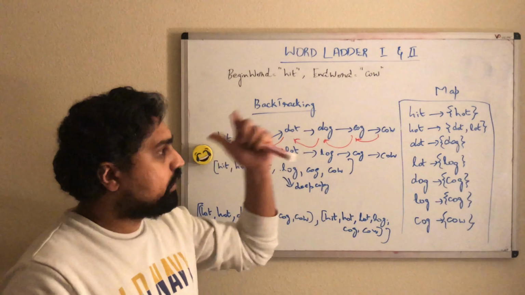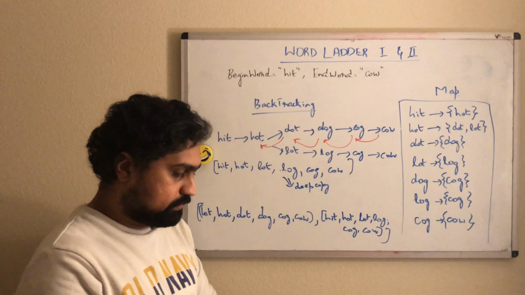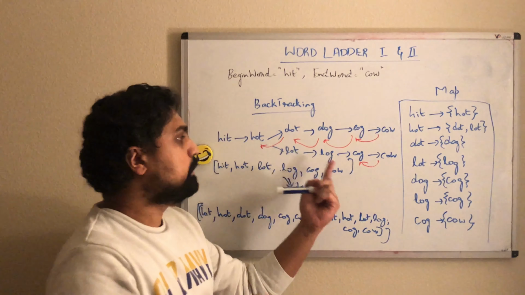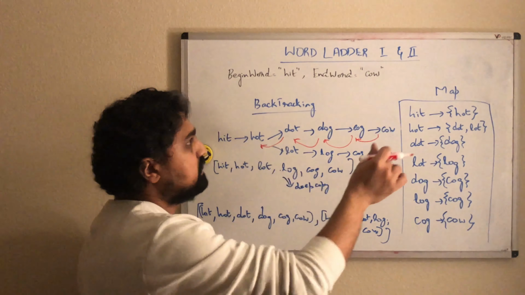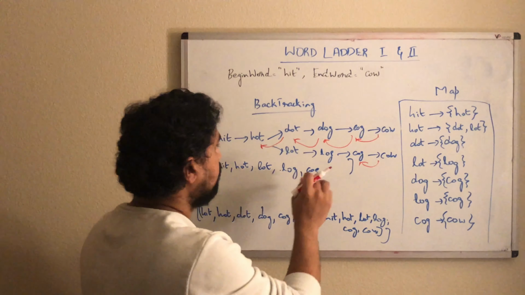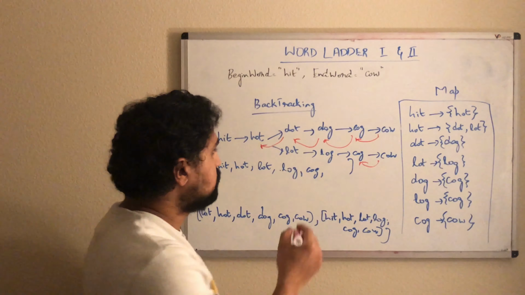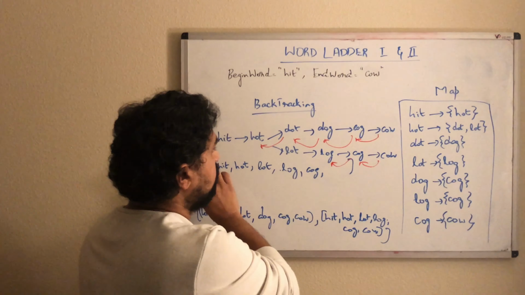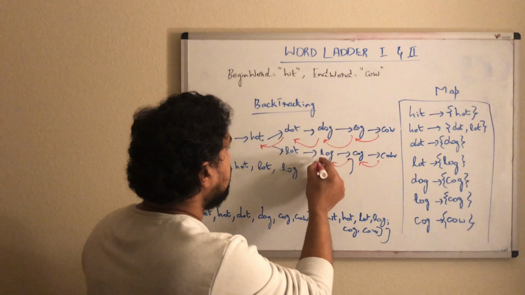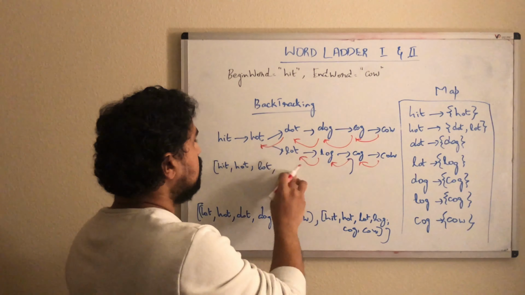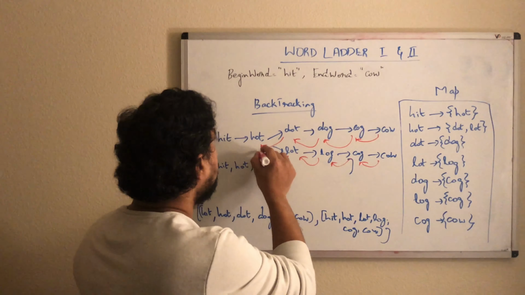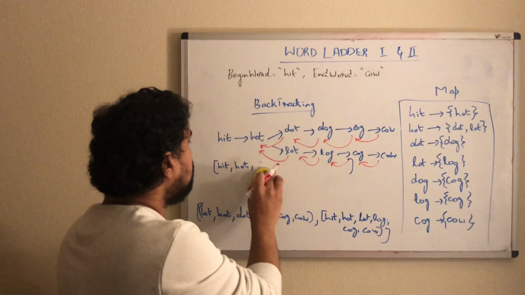Now once again we backtrack and try to find out if there are any other solutions possible. From this end word cog, whenever we backtrack, we remove that word from this list. We have already done this deep copy. Now from cog there are no other possible solutions, so we backtrack and remove this word. From log there are no other solutions possible, so we backtrack and remove this word log. From lot there are no other possible solutions, so we again backtrack and remove this word lot.